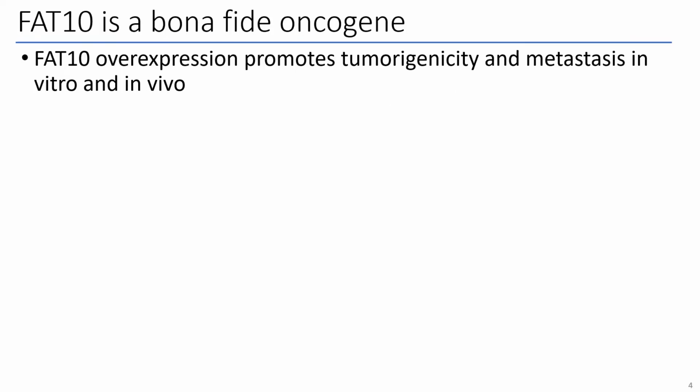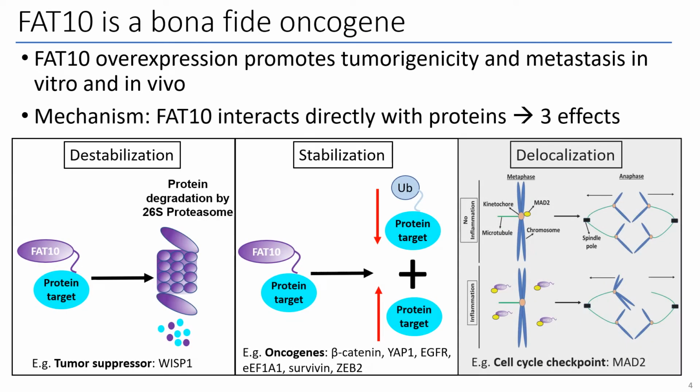FAT10 overexpression in vitro and in vivo also promoted a cancer phenotype. Several mechanisms have emerged to explain FAT10's oncogenic properties, and they revolve around FAT10's ability to interact directly with many proteins in the cell to induce one of three effects, namely destabilization, stabilization, or delocalization. For the purposes of my research, I'll focus on destabilizing and stabilizing effects.